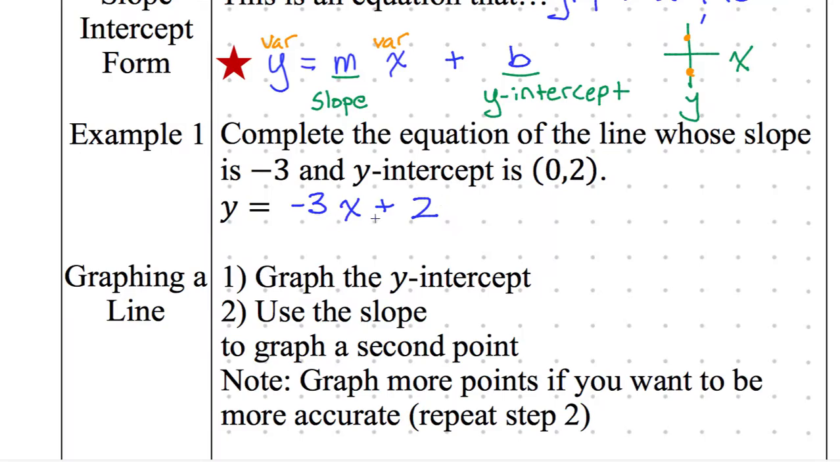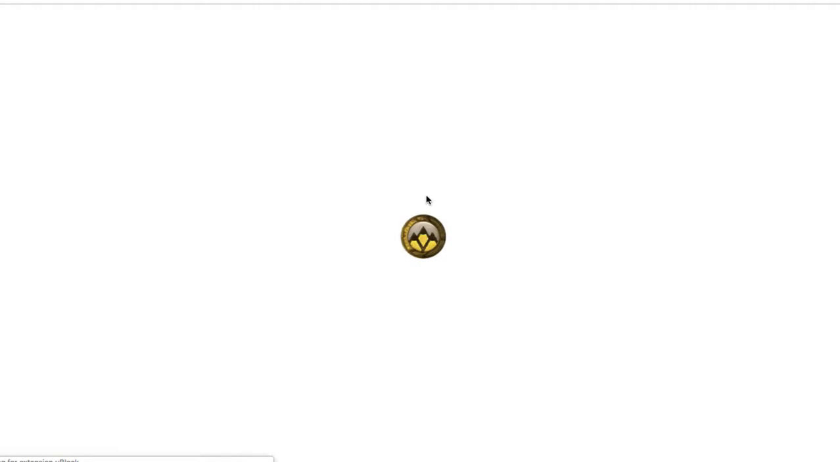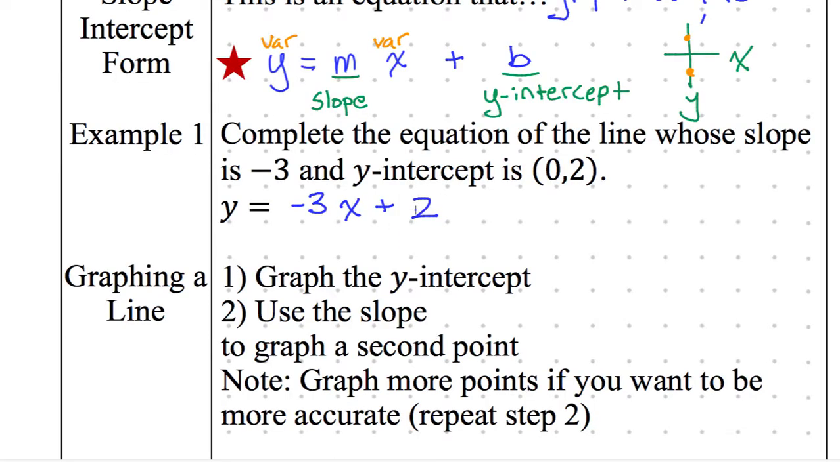So there it is, -3x plus 2. Let's log into Classcraft here. All right, so far Julian got XP and Andres got his teacher error.